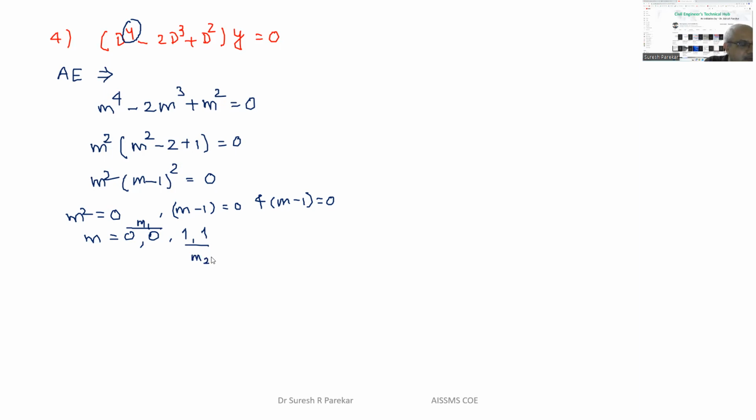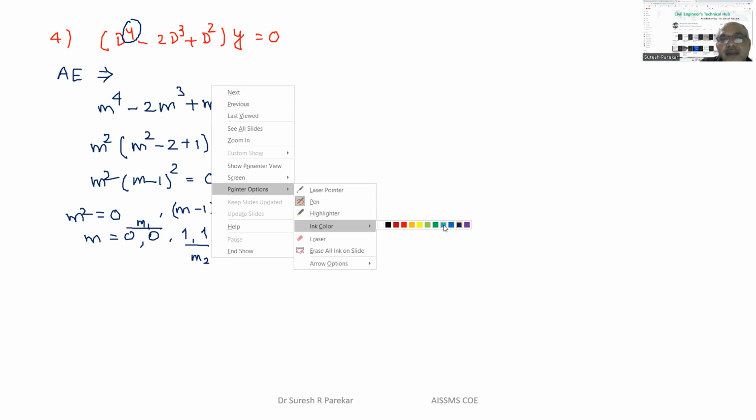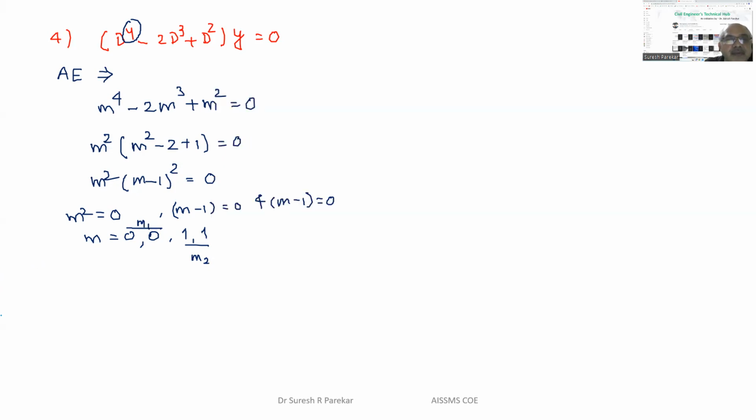And then what will be our equation? So now we have these roots: the first and second are equal, and the third and fourth are equal. So our complementary function becomes (C1 + C2x) e to the power m1x plus (C3 + C4x) e to the power m3x. Here I will write m3 instead of m2.